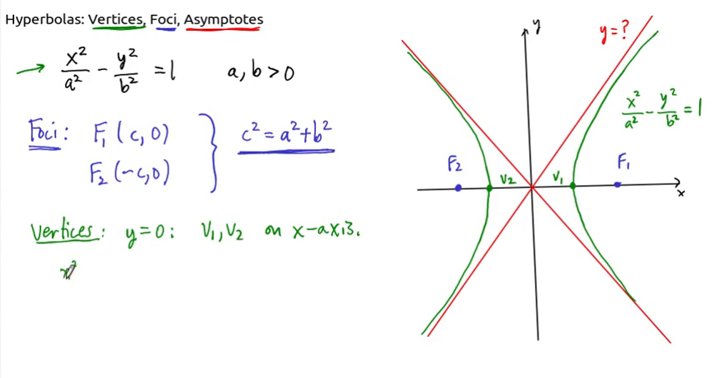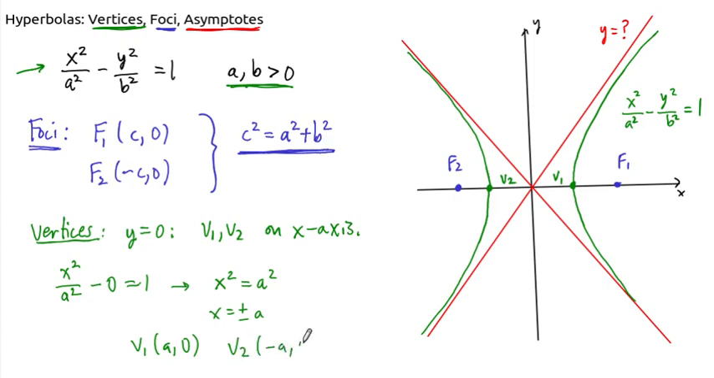What we end up with is that x squared over a squared minus 0 has to equal 1. This, of course, implies that x squared is equal to a squared, and therefore x is equal to plus or minus a. And the positive a, that's going to correspond to V1. Negative a, that's going to correspond to V2. Remember, a was already assumed to be positive in our assumptions. So our vertices are V1, coordinates are for V1 are (a, 0), and V2 coordinates are (-a, 0).